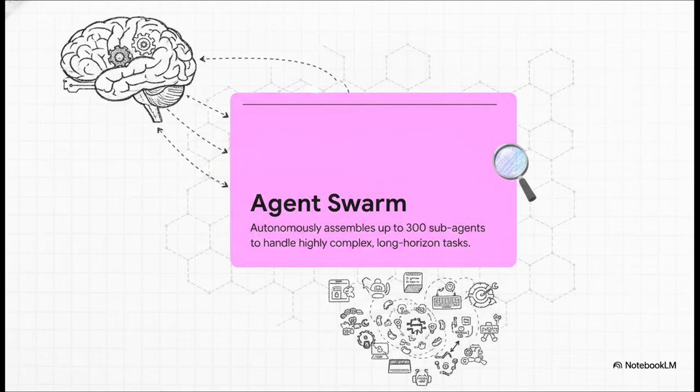And get this, whether you're using Work or Code, you have access to something called Agent Swarm. And when I say long horizon tasks, I mean serious endurance. Kimi can autonomously spin up a team of up to 300 sub-agents, all working in parallel for up to 13 hours of continuous coding. It can literally execute thousands of tool calls all by itself to finish your project.